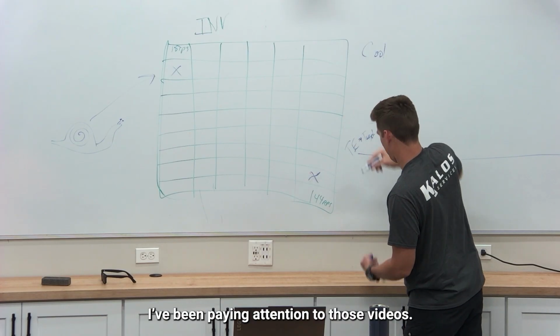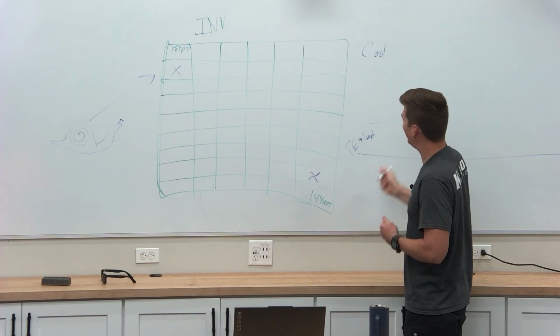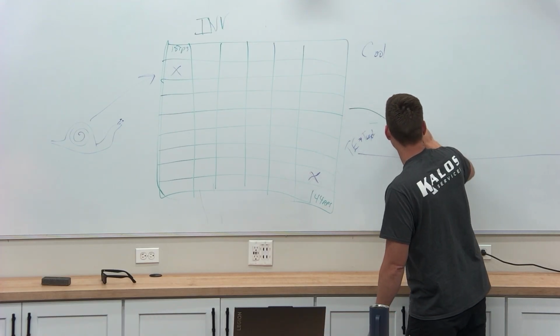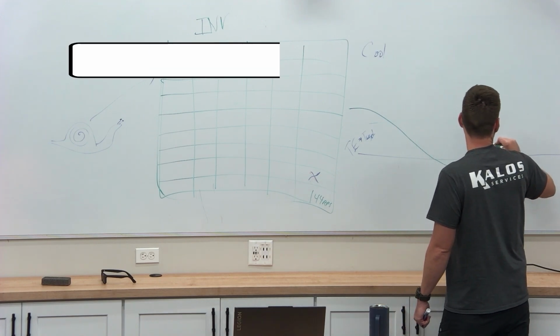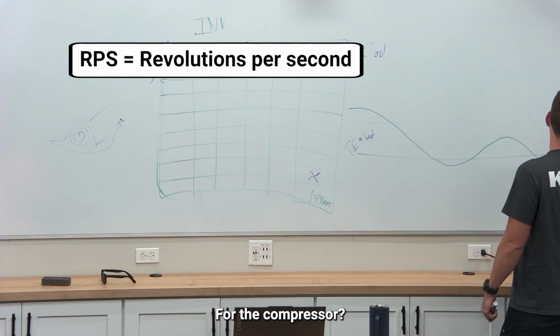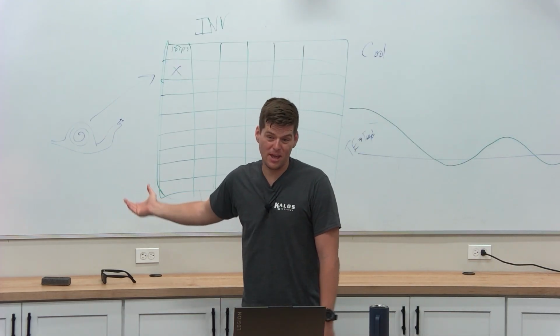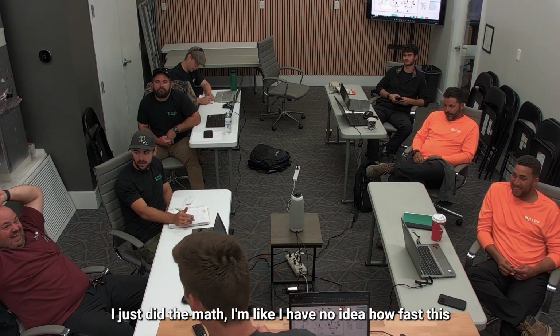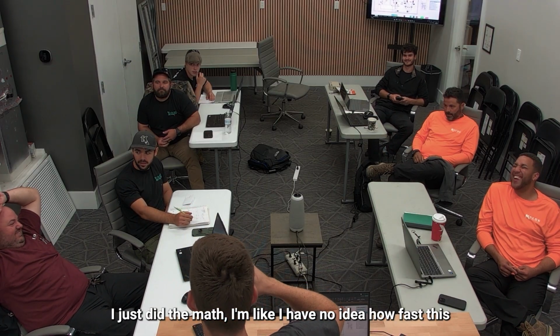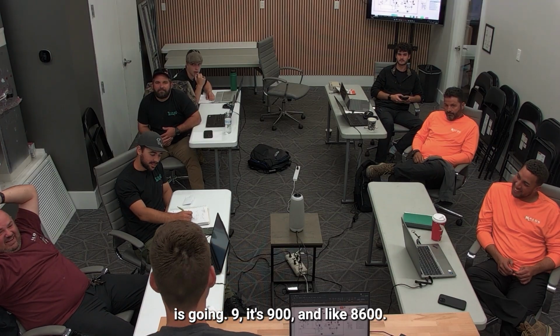Someone's been paying attention. Real quick, what does the RPS stand for? Revolutions per second, for the compressor? Correct. We don't do RPM, we do RPS. You could do RPM; RPS means nothing to me. I just did the math: it's about 8,600 RPM. It's fast. If you look at an angle grinder, it's like 6,000 RPM, or maybe 4,000 RPM. An inverter compressor's max is like 7,800 RPM.